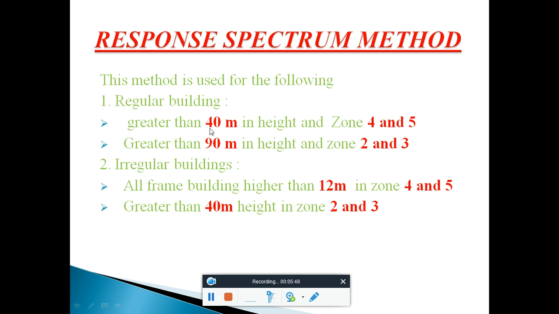For a regular building, when the height is greater than 40 meters and the building is situated in zone 4 and 5, you can use response spectrum. When the building height is greater than 90 meters and the building is located in zone 2 and 3, which means as height increases, zone decreases. For an irregular building, all framed buildings higher than 12 meters in zone 4 and 5, and greater than 40 meters in zone 2 and 3. So these are some criteria where you can use this response spectrum method.